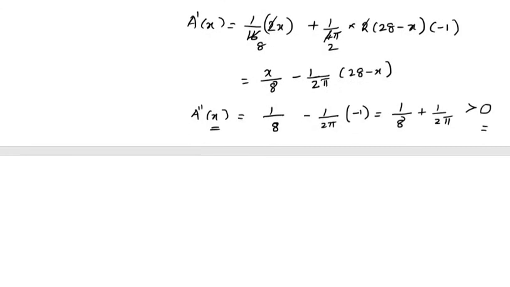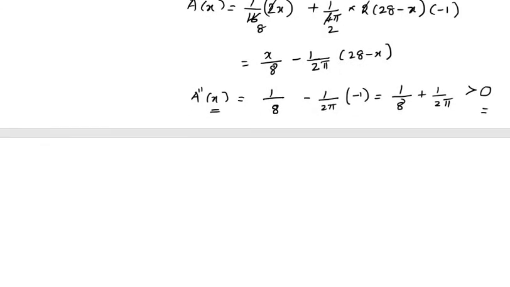Now we have to solve for a dash of x equal to 0. We must solve it to get the critical point. What is a dash of x? See here, the previous step. This is a dash of x: x by 8 minus 28 minus x by 2 pi, that is equal to 0.